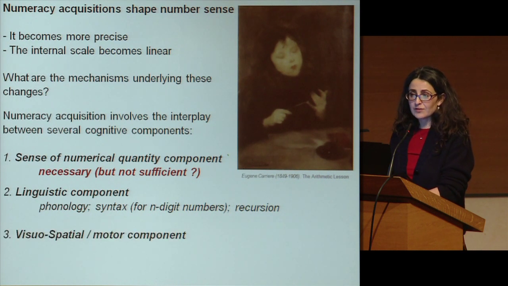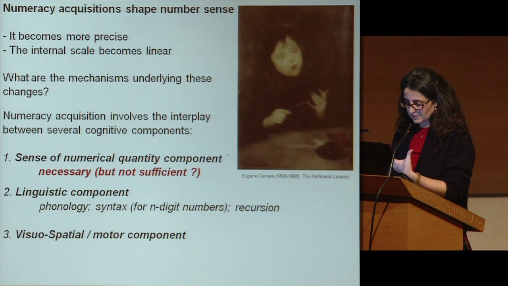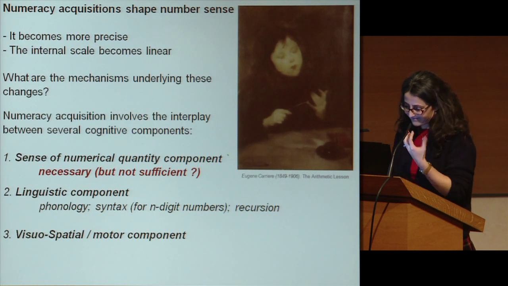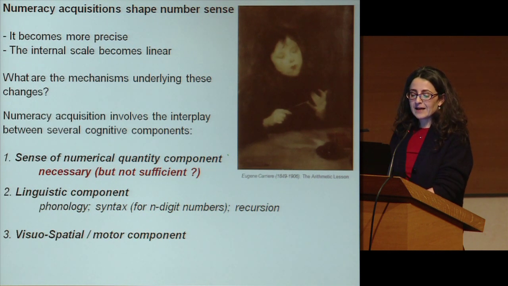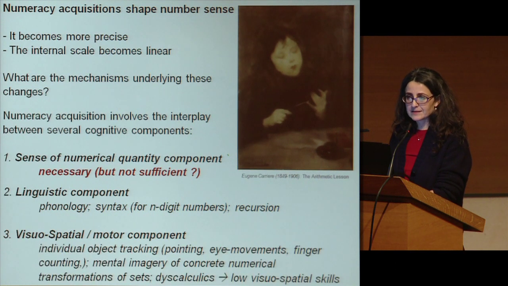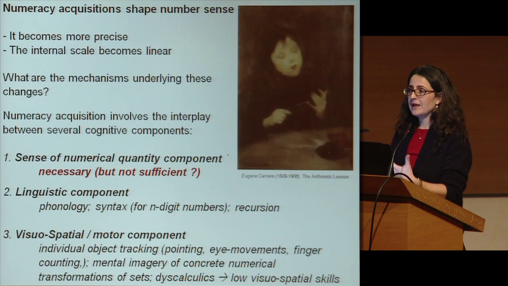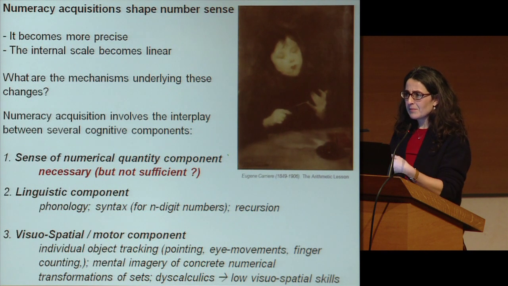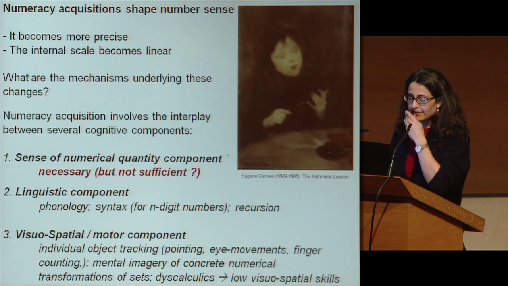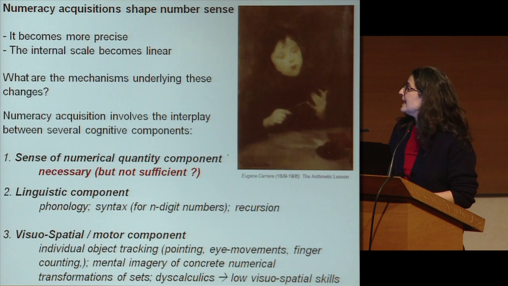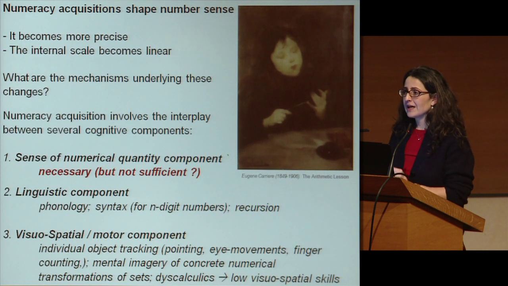And finally, a third system, on which I'm going to focus now because of the focus of the day, is the impact of the visuospatial and visuomotor component. As a matter of fact, when children learn the meaning of exact numbers, they use counting, and therefore, in order to do so, they use individual object tracking ability.